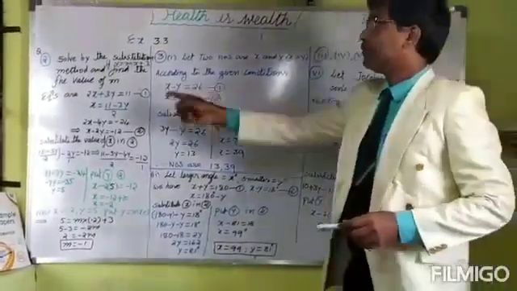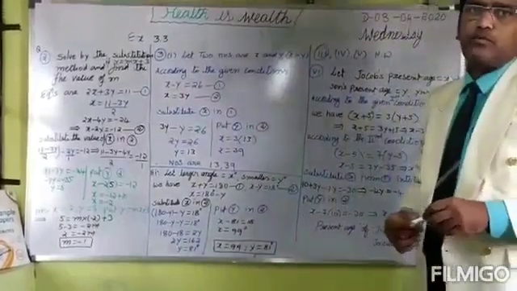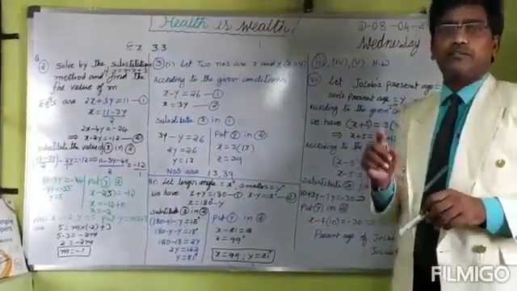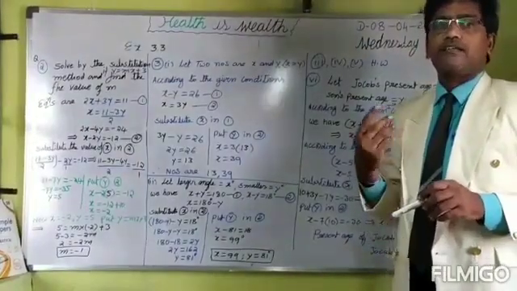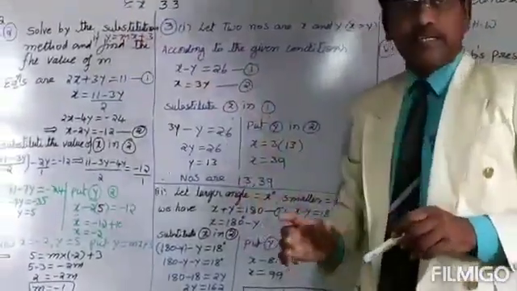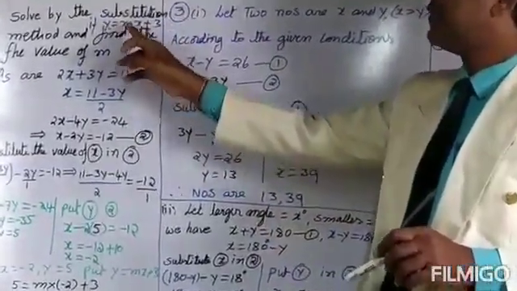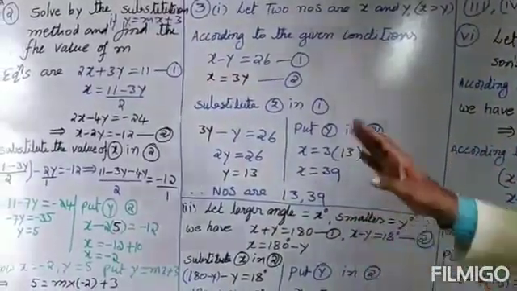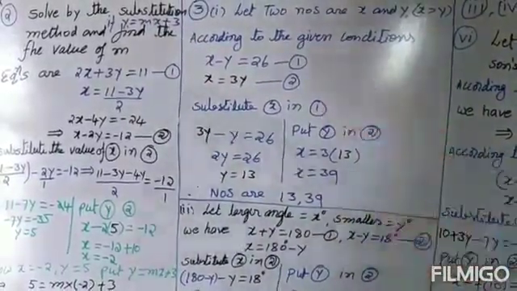Here it is question number 2. In this question number 2, two equations are given. The two equations we are going to solve by the substitution method. After finding the values, we are going to substitute them in y equal to mx plus c. In y equal to mx plus c, instead of x and y, we are going to substitute the values. Then we will get the value of m. Now we are going to solve with this.